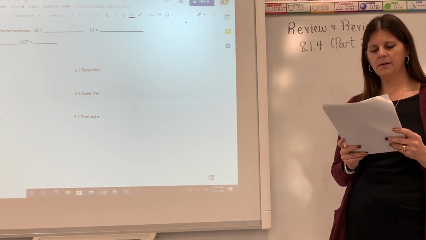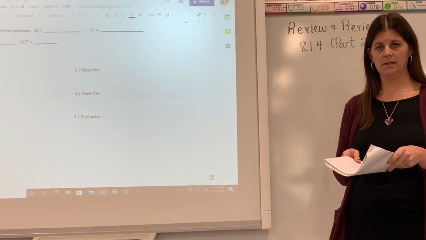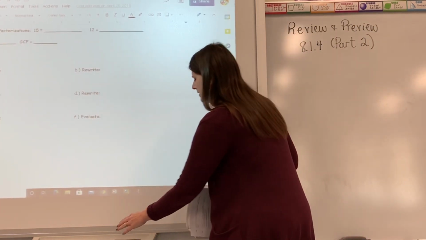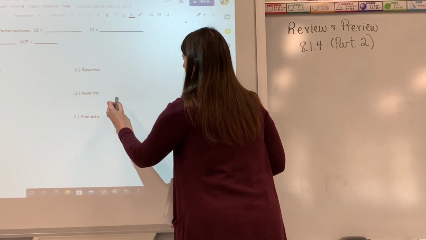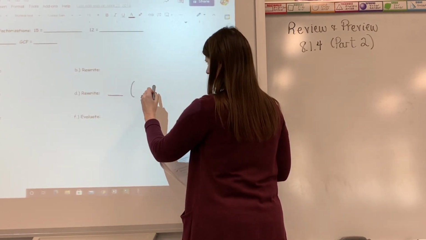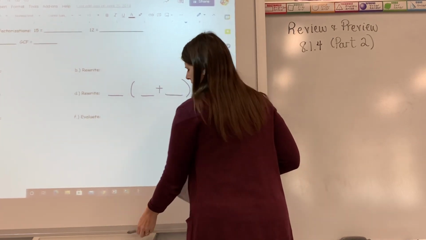On part C and part D, we have to rewrite those expressions with parentheses. So we're looking at what can both of these terms be divided by. That's going to show us what goes in front of the parentheses, and then what's left, let's see, that's part D, so addition. And what's left would be what goes inside.